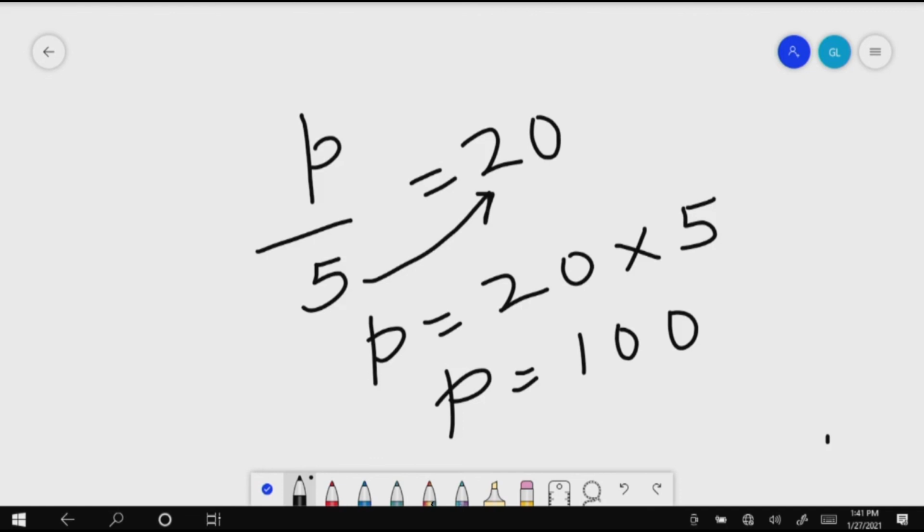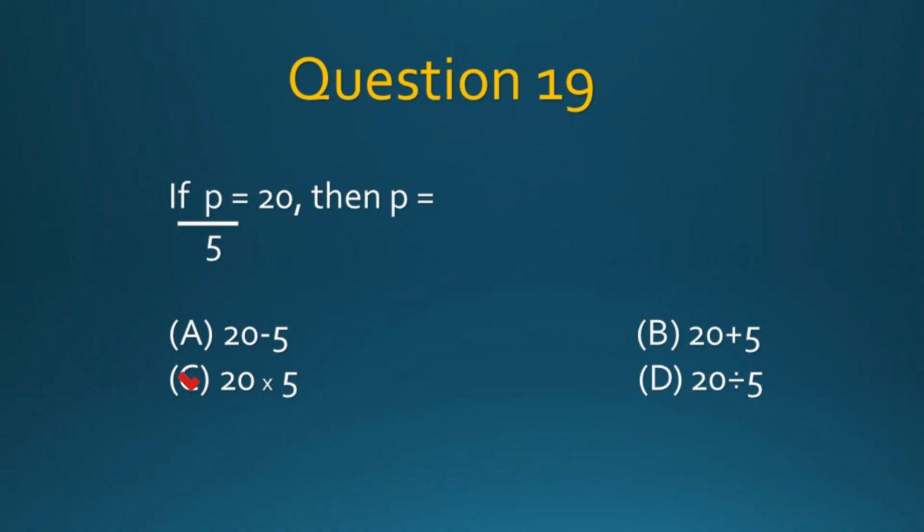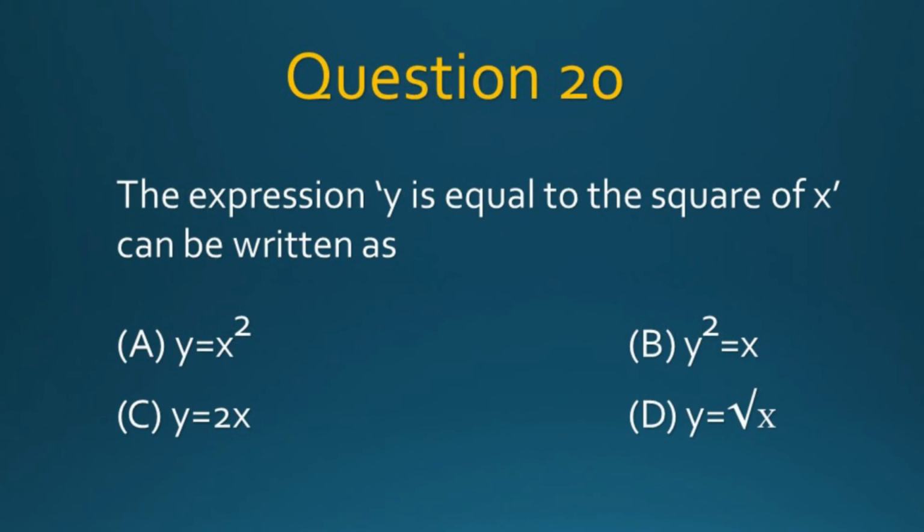However, when we look at the solution, we do not need a fixed value. They want us to just show us an expression for the value of P. So our solution should stop at 5 times 20. So the solution for this question, P upon 5 equals 20, would have been P equals 5 times 20, which would have been C.